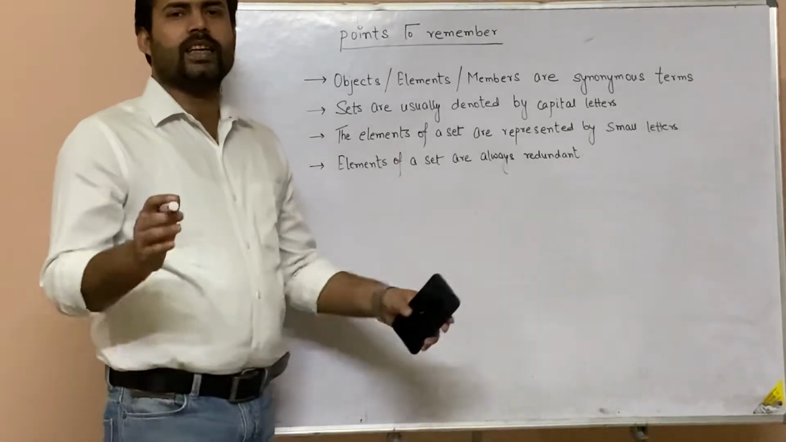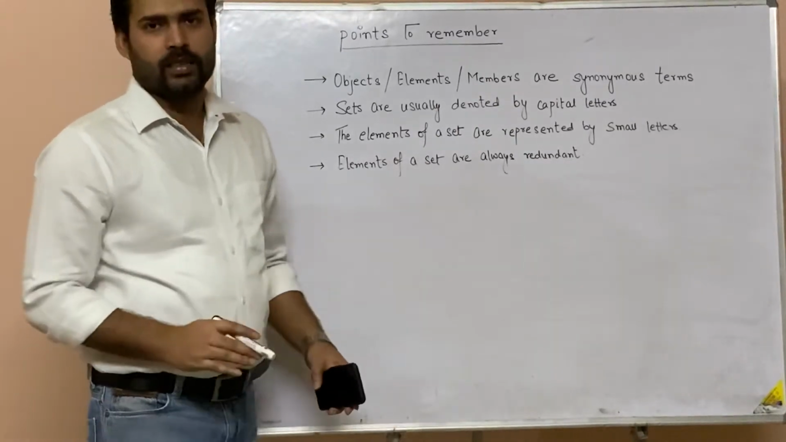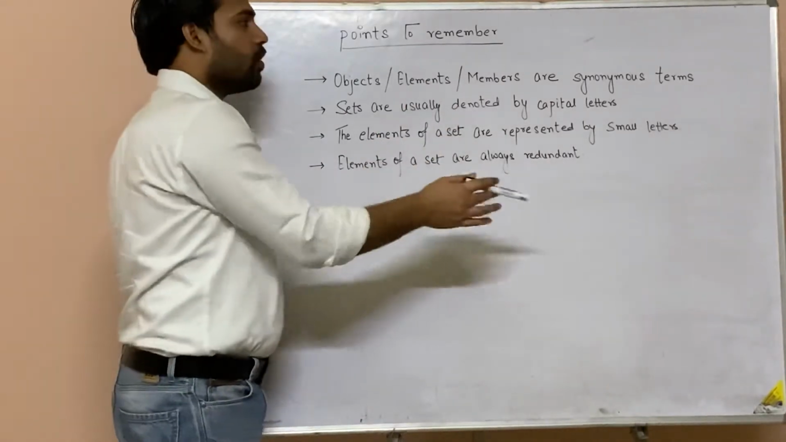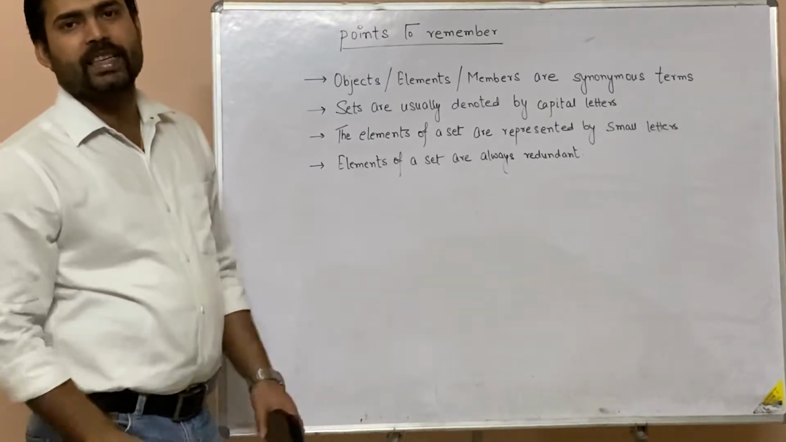Yesterday I told you about the collection of notebooks. So notebooks are said to be what? The objects. So you call them objects, or you call them elements, or you call them members. The three names are the same. These are given to the same entity.